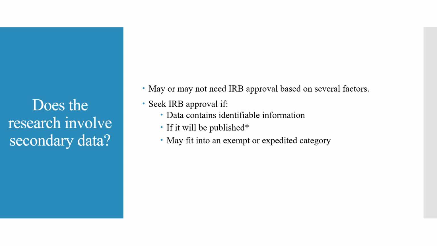In that case, there are a few different categories of IRB approval that you could apply for. Secondary data might fit into an exempt or an expedited category. We have a few presentations on those too. If you want to learn more, feel free to check out the link below. If your study is going to be published, again, just like we saw on the previous slide, it might be something you want to get IRB approved, especially if it involves secondary data. So again, this one's going to be case by case depending on all the factors of your study.